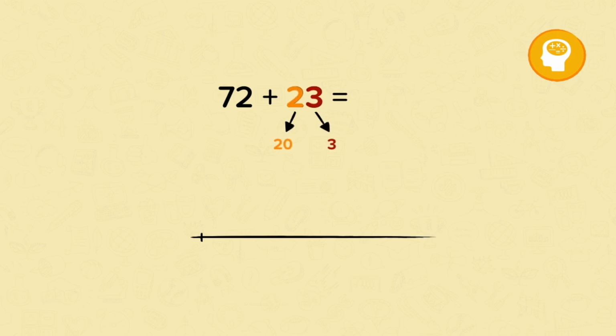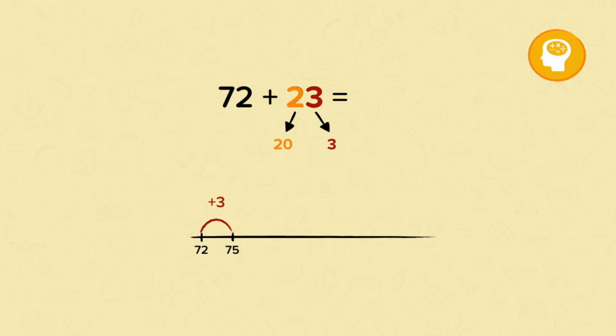We'll start by adding the 1s, which is the 3, but if you wanted to, you could start by adding the 10s. Whichever way you choose is up to you. Just choose the way that makes it easier for you to calculate in your head. So if we do 72 add 3, we get 75.